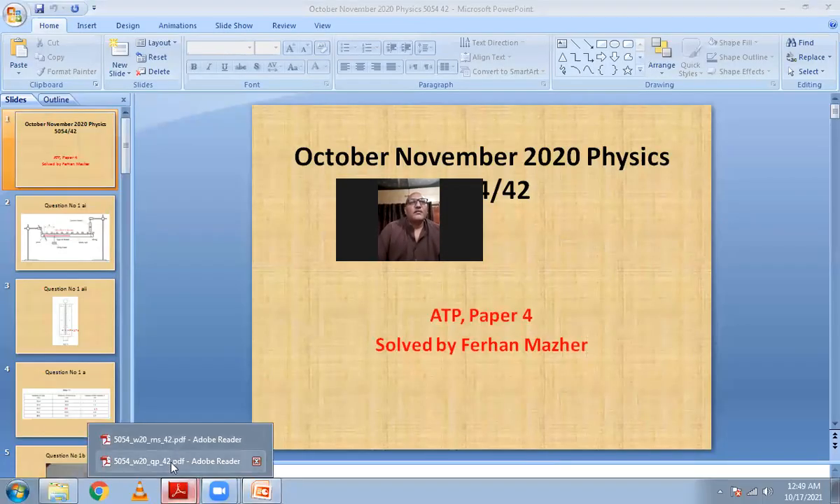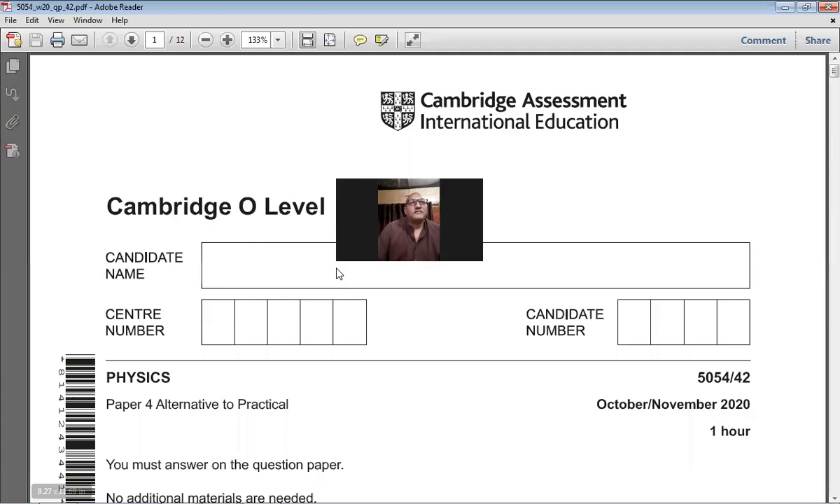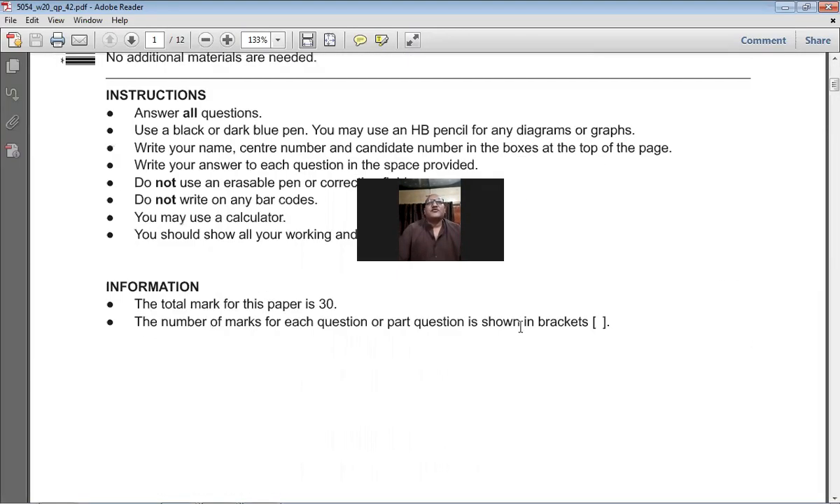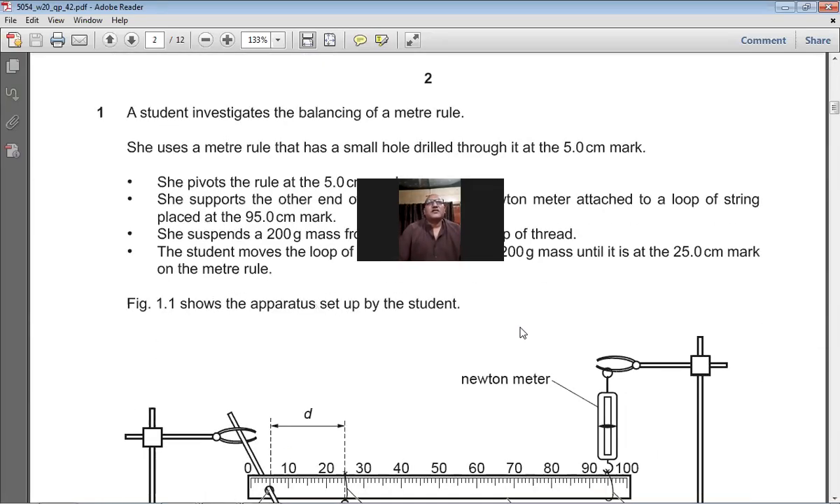So here we go. Today we are going to solve October, November 2020 4-2 paper, ATP paper, alternative to practical. We call it paper 4. The time allowed is 1 hour. So let's quickly start this paper. Okay, so listen to this story carefully.